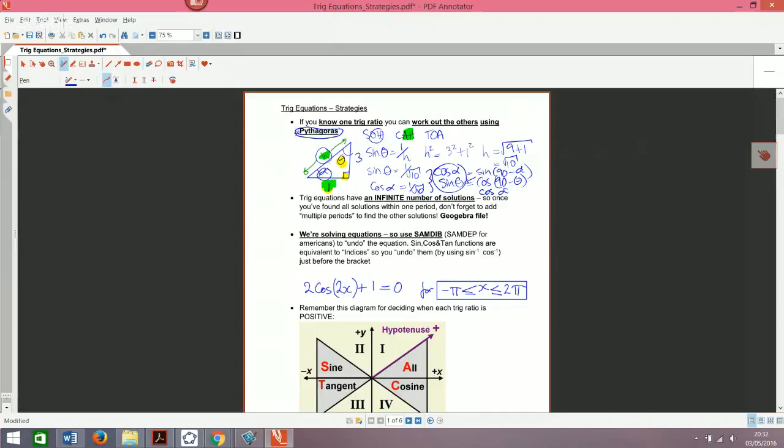They're a strategy. Next thing, trig equations have an infinite number of solutions, and that's what makes them confusing, because it's not just 1, 2, 3, 5, it's infinite, forever.